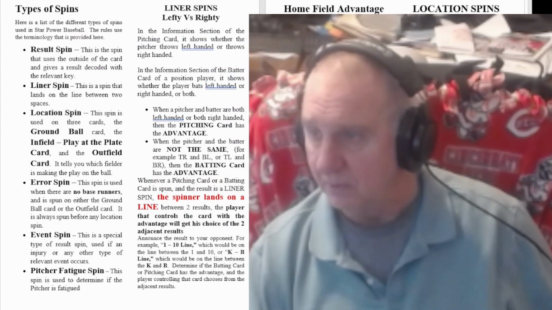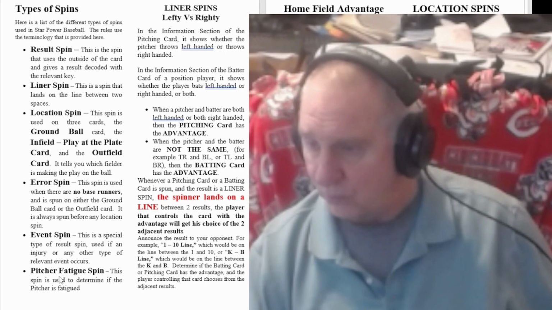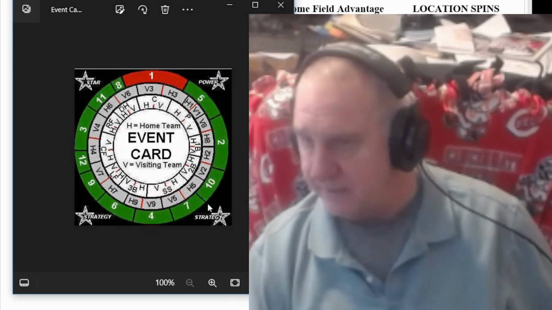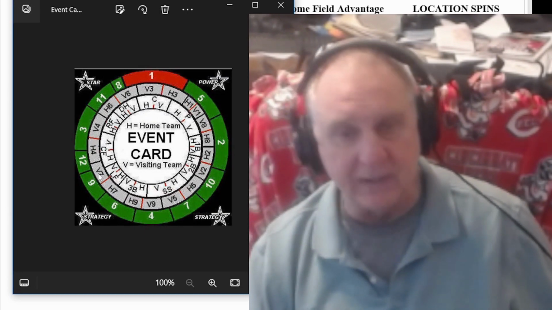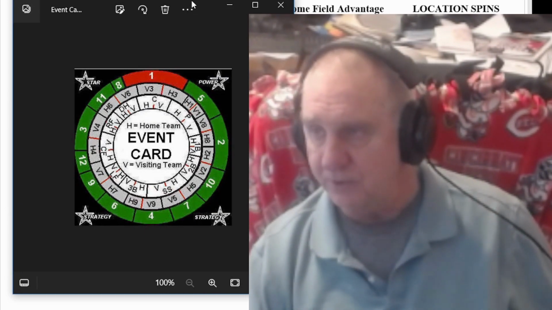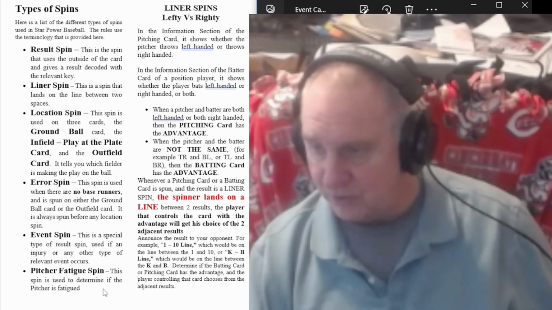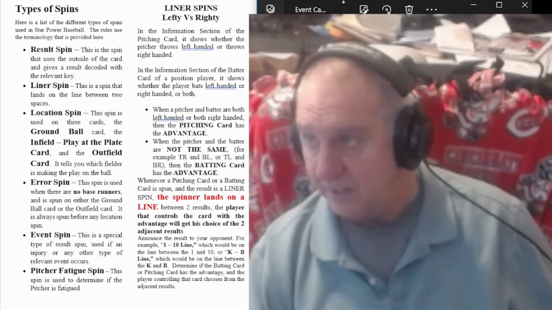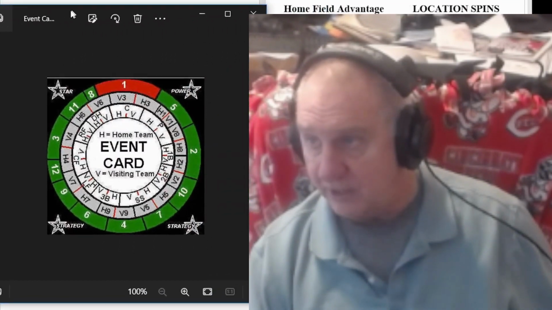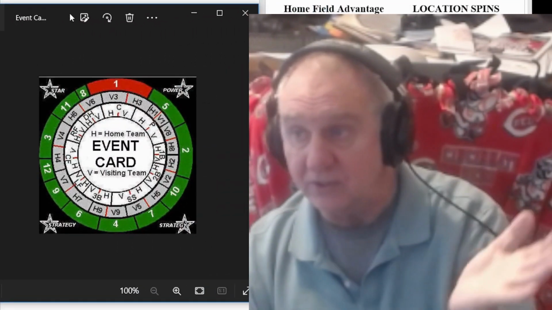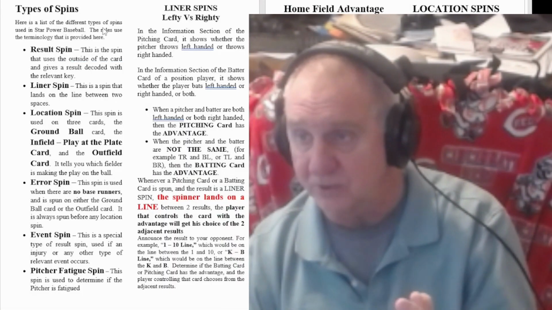is the pitcher fatigue spin. And your pitcher fatigue spin is done once again on the event card. And this particular one, let's read what it says there. It says this spin is used to determine if the pitcher is fatigued. And we'll get into that more as we get into the advanced game. So that's what this card does, the event card's types of spins.